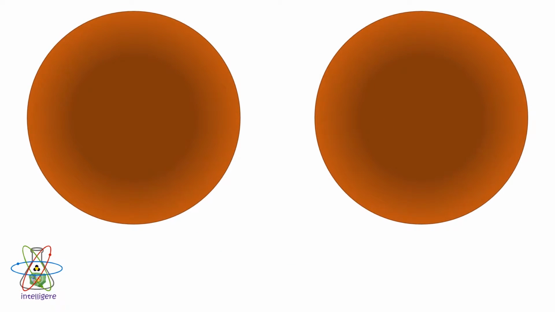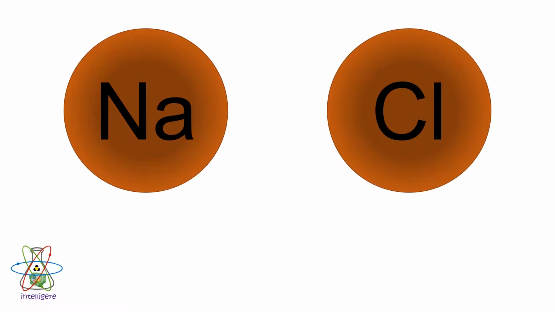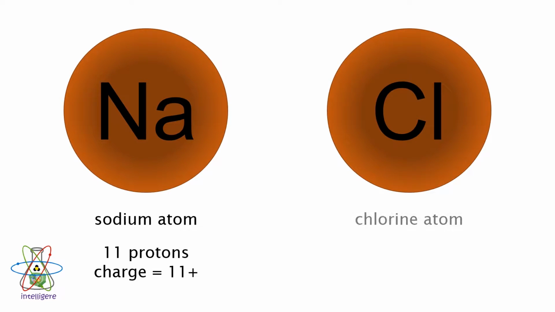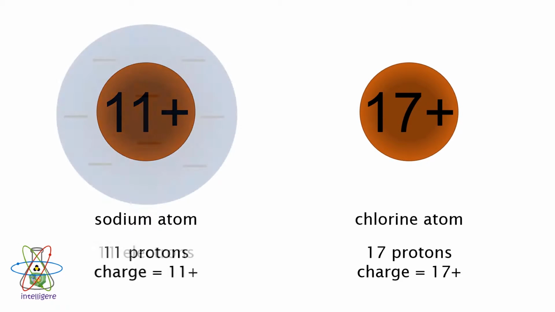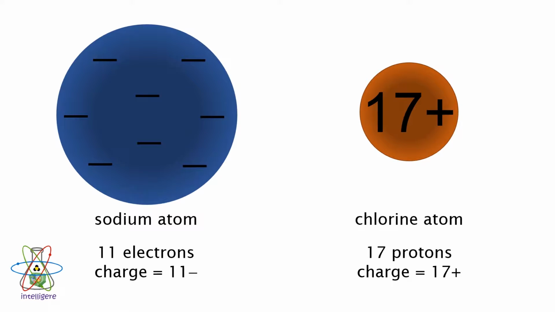Let's look at what happens between two different atoms, a sodium atom and a chlorine atom. All atoms have a nucleus containing positively charged protons. Sodium nuclei contain 11 protons and have a nuclear charge of 11 plus. Chlorine atoms have 17 protons and therefore a nuclear charge of 17 plus. The nuclear charge is shielded by negatively charged electrons surrounding the nucleus.